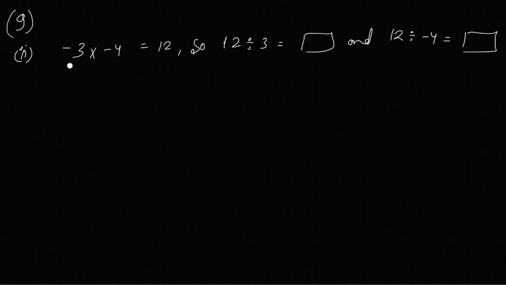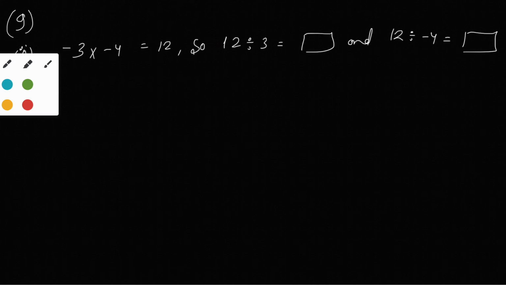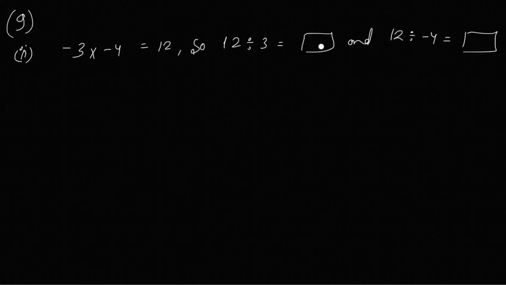So here you can see negative negative will give you positive. 3 times 4 is 12. Okay, so 12 divided by 3 is equal to how much? Think. It will be 4. Okay, now next is 12 divided by minus 4, so it will be minus 3.